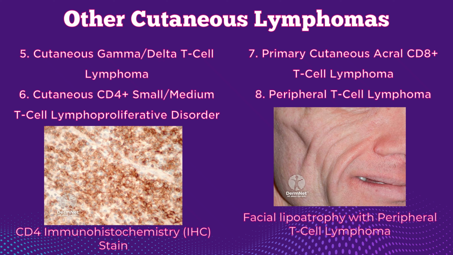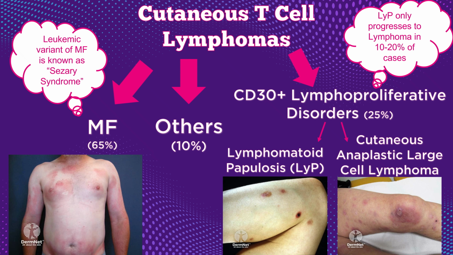So again, the 3 main groups of CTCL are 1. MF and its variants, including Sézary syndrome, which consists of 65% of cases together. 2. The CD30 positive lymphoproliferative disorders, including LYP and cutaneous anaplastic large cell lymphoma, which together make up 25% of cases. And then 3, the hodgepodge CTCL group, as I call it, making up the remaining 10% of cases. And I'll spare you and not go over all those names again. There are certainly other ways to categorize CTCLs into indolent and malignant forms, but let's just stick with that basic look at it for now.